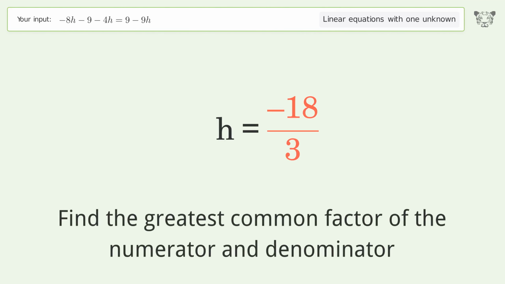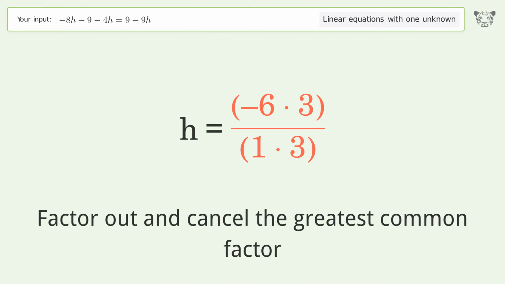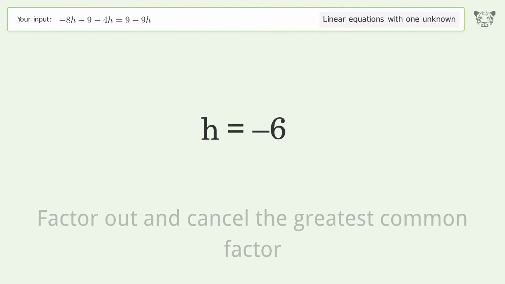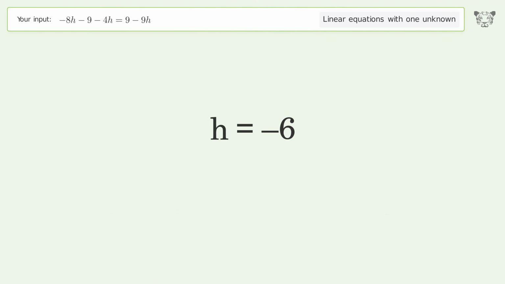Find the greatest common factor of the numerator and denominator. Factor out and cancel the greatest common factor. And so the final result is h equals -6.